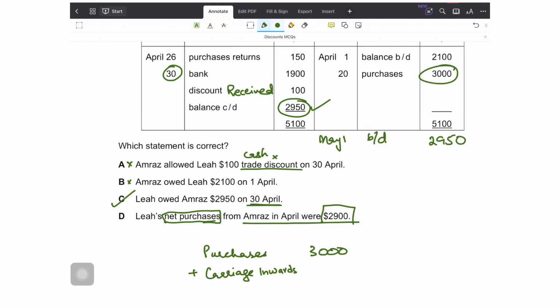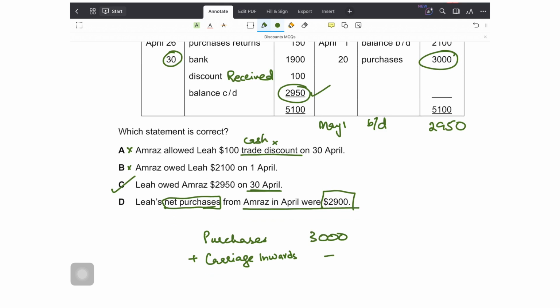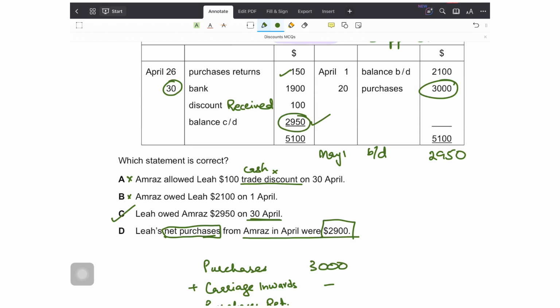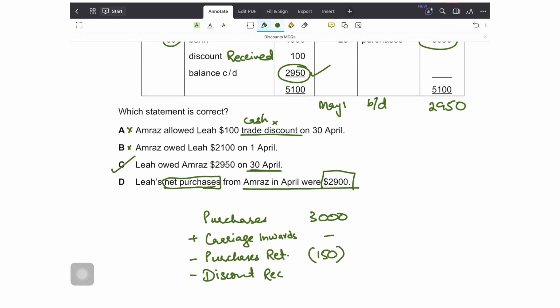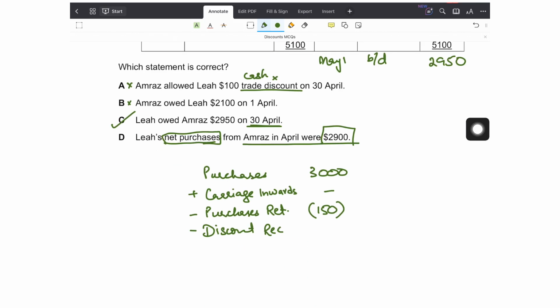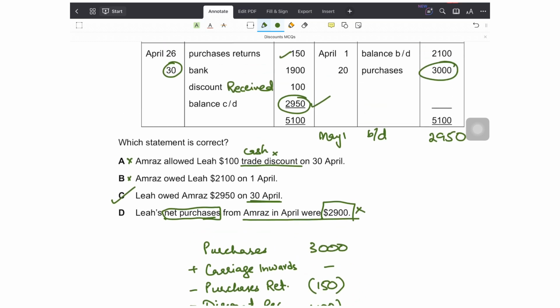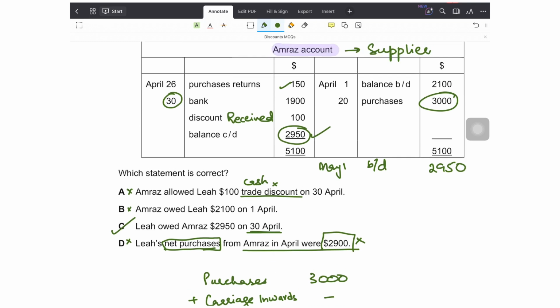What is carriage inwards? The transportation charges incurred to bring the goods into the premises, they are also added, but we don't have that in the question. Then we subtract two things. First is purchases returns, as it reduces our purchases, and secondly the discount received. So purchases returns, we have that 150, that will be subtracted, and discounts received 100, that also reduces the value of our purchases. So this will be 3000 minus 150 minus 100, 2750. So the net purchases are 2750 and not 2900. So this option is also incorrect.